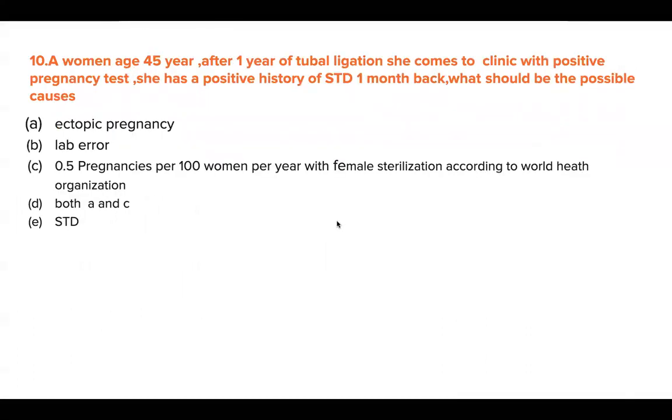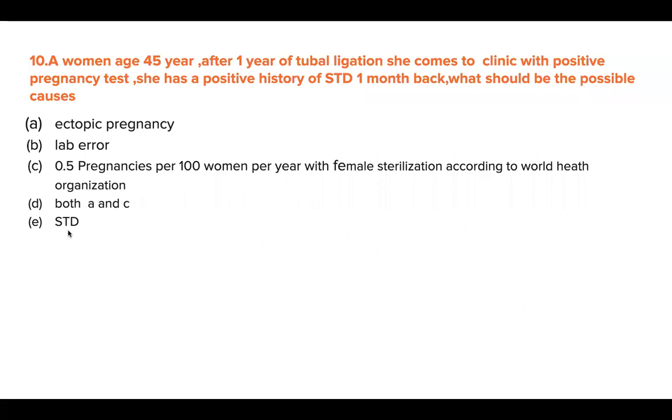Now, question number 10. A woman aged 45 years, 1 year after tubal ligation, comes to the clinic with a positive pregnancy test. She has a positive history of STD 1 month back. What should be the possible cause? A, ectopic pregnancy; B, lab error; C, 0.5 pregnancy per 100 women per year with female sterilization according to WHO; D, both A and B; and E, STD.